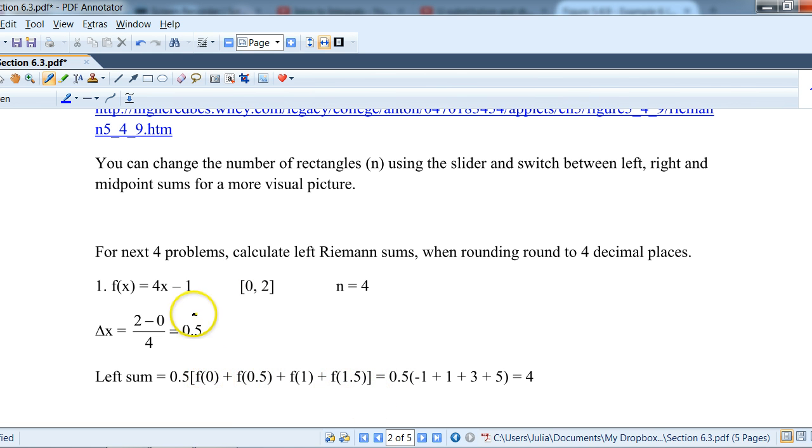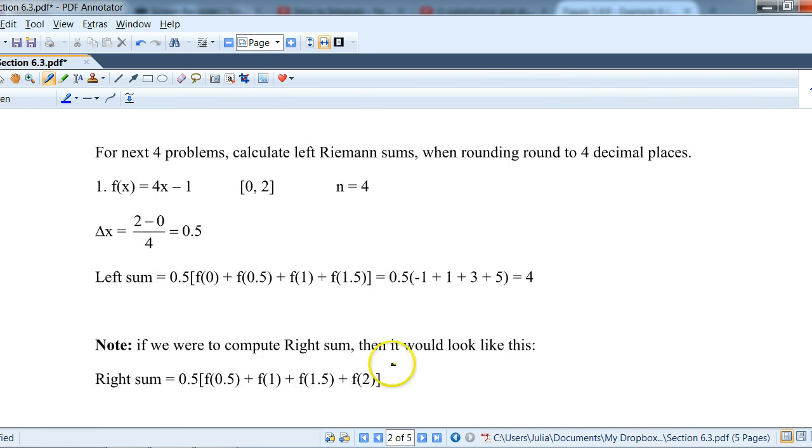And how do we get all these y values? You can plug these x values into the function. So 0 would give us negative 1. 0.5 times 4 is 2, minus 1 is positive 1. 1 times 4 is 4, minus 1 is 3. And then 1.5 times 4 is 6, minus 1 is 5. And altogether it's 8, I believe. 3 plus 5. And times 0.5, and it's 4.